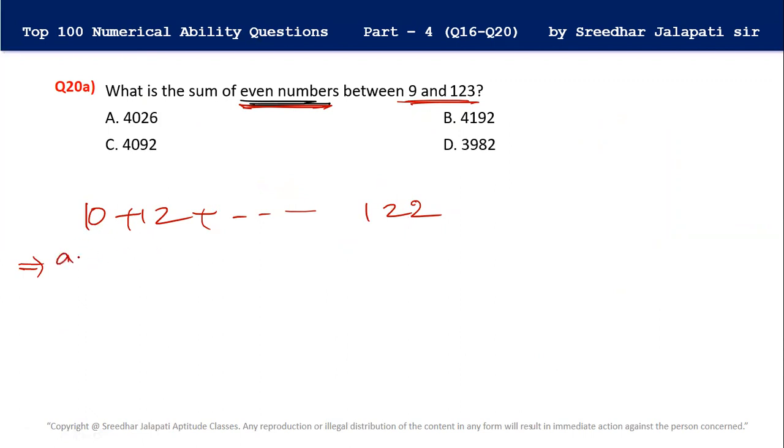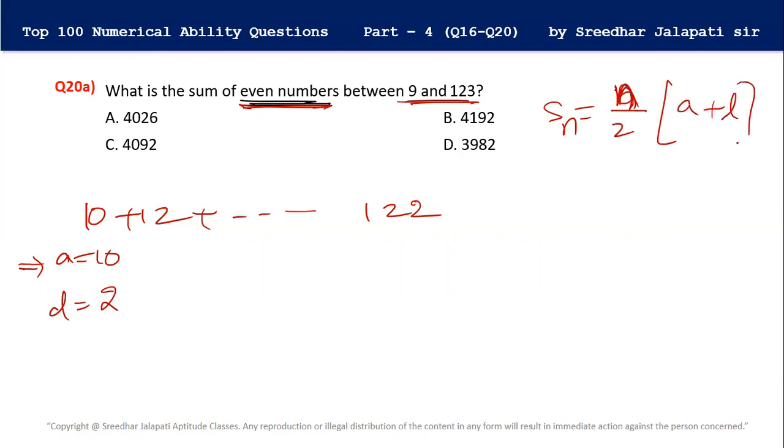Here A is the first term, which is 10. D is the common difference, which is 2. In an arithmetic progression, the sum of n terms is n by 2 into (A plus L), where n is the number of terms, A is the starting term, and L is the last term. In this series 10, 12, and so on up to 122, the last term L is 122.